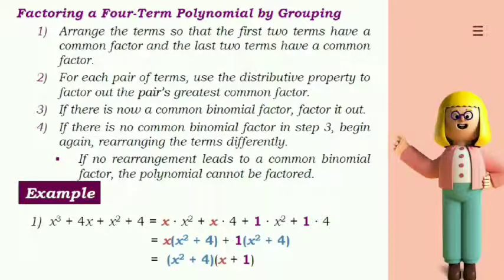Example, x to the third power plus 4x plus x squared plus 4 is equal to x times x squared plus x times 4 plus 1 times x squared plus 1 times 4. So the answer will be x squared plus 4 multiplied by x plus 1. Again, you may pause this video to check the process.